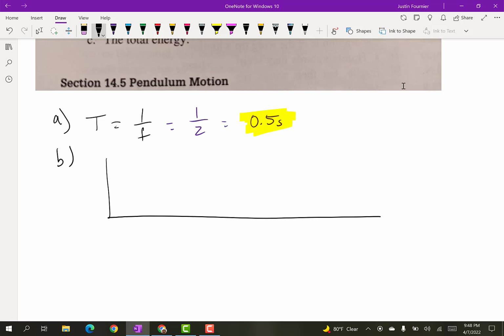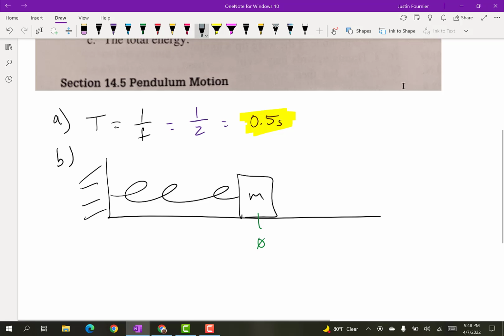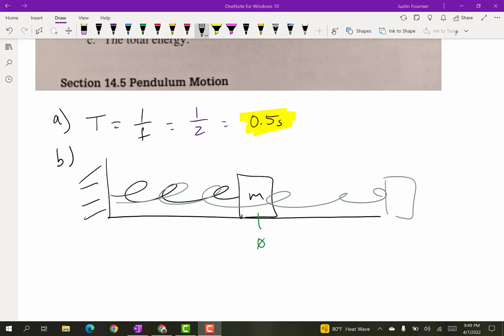So if I got this spring mass system, I got it like this. So let's say here it is at its equilibrium position. So this is when it's at its equilibrium position 0. Let's say this is the amplitude, the maximum amplitude here. That's the maximum displacement. So the amplitude would be the maximum displacement.